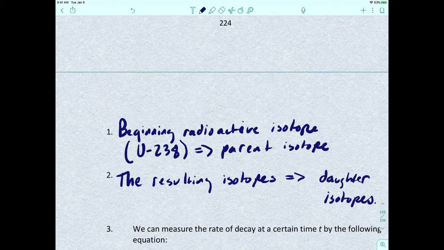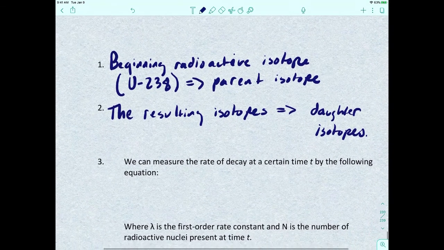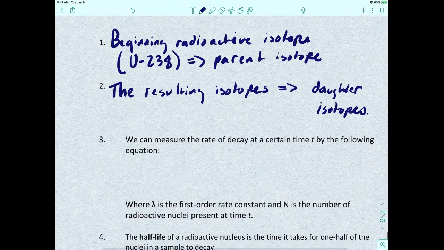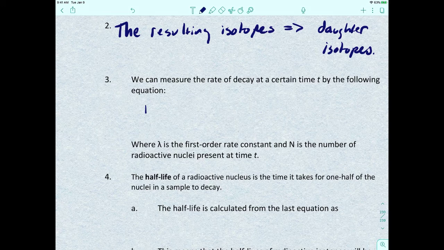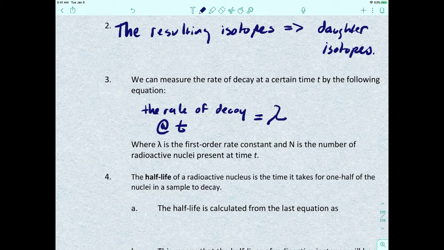All right, now we can actually measure the rate of decay at a certain time t by using the following equation. The rate of decay at time t is going to be equal to lambda times capital N. Now, lambda is the first order rate constant, and capital N is the number of radioactive nuclei present at time t. Wait a minute, didn't we talk about half-lives way back in chapter 14? Yes, this is exactly what we're talking about.